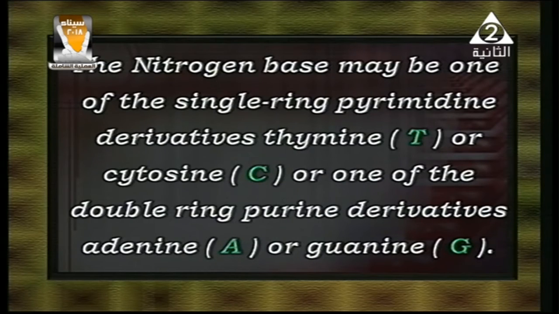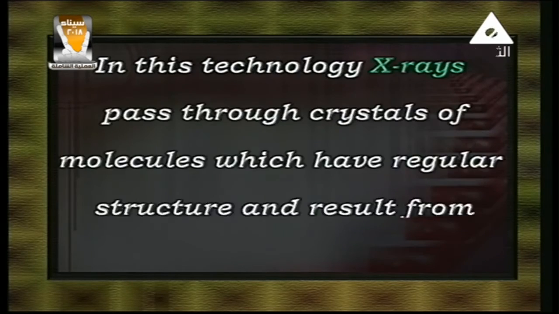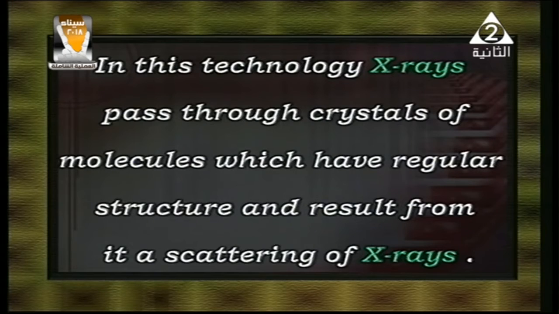The nitrogenous bases, as we said, thymine connects with adenine, and cytosine connects with guanine, by hydrogen bonds. And in the X-ray technology carried out by Franklin, she wanted to get crystals of DNA, through which X-rays pass, since crystals of molecules have a regular structure that scatters the X-rays. They subjected the DNA molecules to the X-ray, which is actually called diffraction technology.